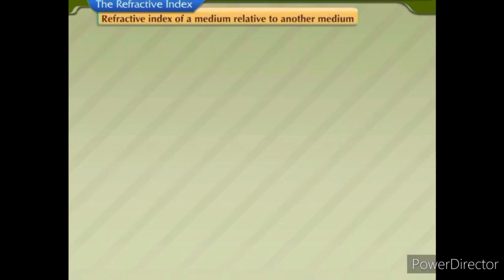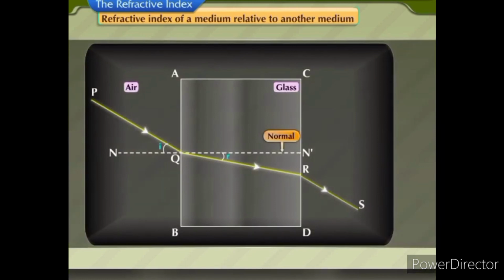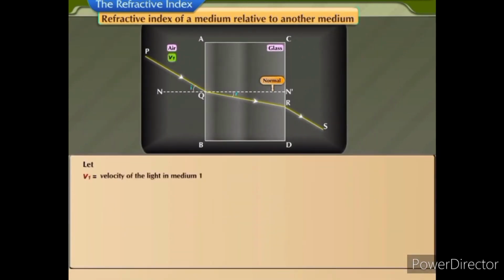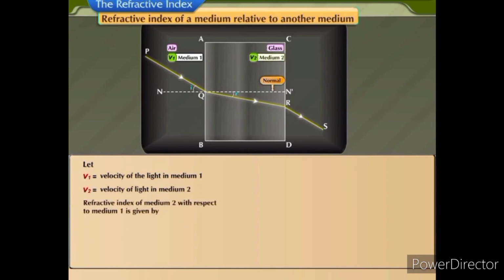Refractive index of a medium relative to another medium. The refractive index depends upon the relative speed of propagation of light in different media. Let V1 be the velocity of the light in medium 1 and V2 be the velocity in medium 2. Therefore, the refractive index of medium 2 with respect to medium 1 is given by the ratio of the magnitude of velocity of light in medium 1 to that in medium 2. It is represented as 1n2.